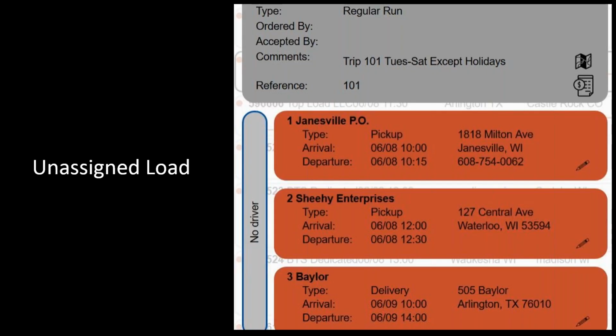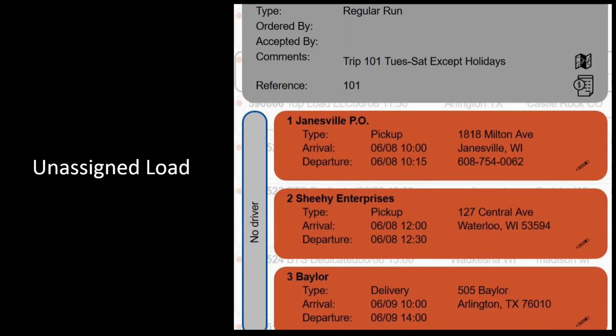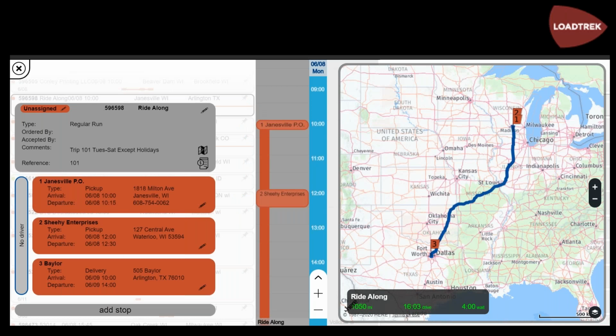Everything's in red, it's unassigned, and here we have a 3-stop load, picks up in Wisconsin, heads down to Texas. This is an unassigned load, and this is what the entire screen looks like. On the left is a box that represents every stop along the way. In the middle is my timeline of how long it takes, and then on the right is my map. So what I'm looking at here is a 3-stop trip from Wisconsin to Texas, 1,050 miles, 16 hours and 3 minutes of drive time, and an additional 4 hours of wait time. So I've just planned my load.